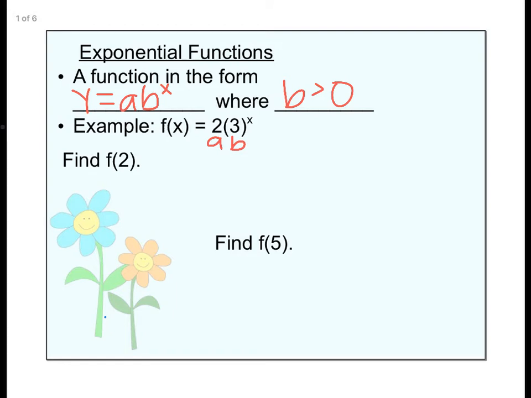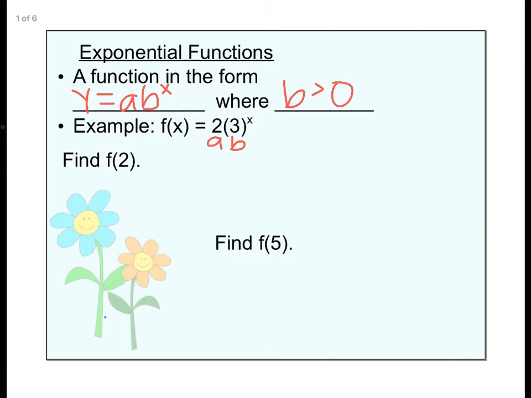Hello, this video is an introduction to exponential functions. Exponential functions are functions in the form y equals a times b to the power of x, where b has to be greater than 0. An example of one equation could be f of x is equal to 2 times 3 to the power of x. In that example, a is 2 and b is 3. We meet the requirements because b is greater than 0.